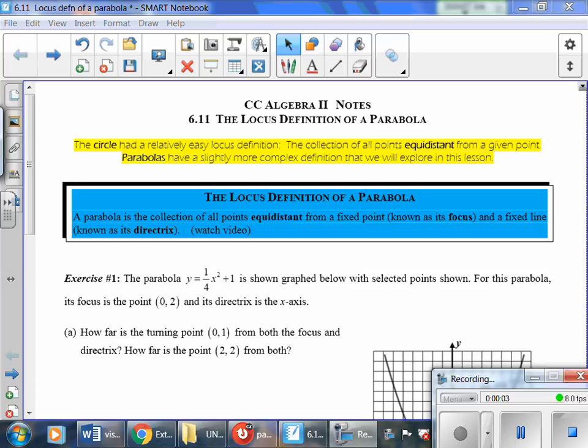Hi kids, welcome back to Common Core Algebra II. Today's lesson 6.11, the locus definition of a parabola. My apologies that the audio didn't work on the first video, so hopefully it will pick up on this one.